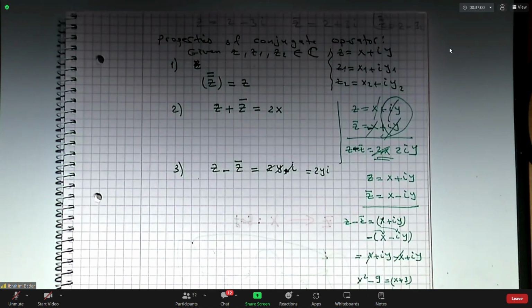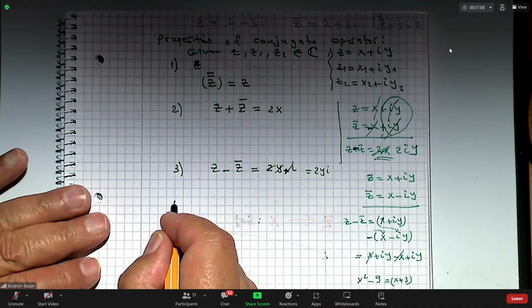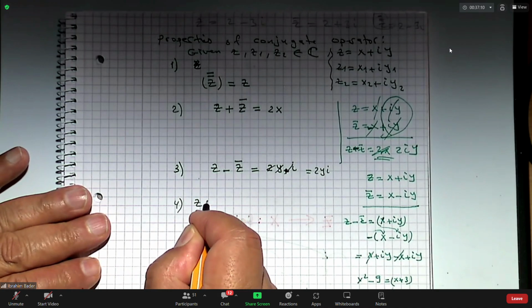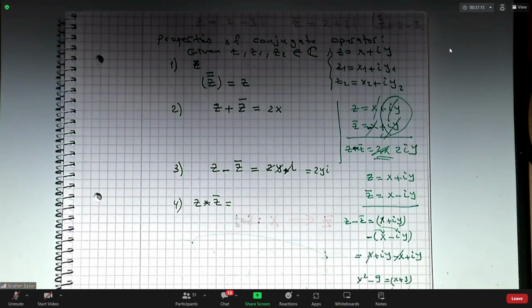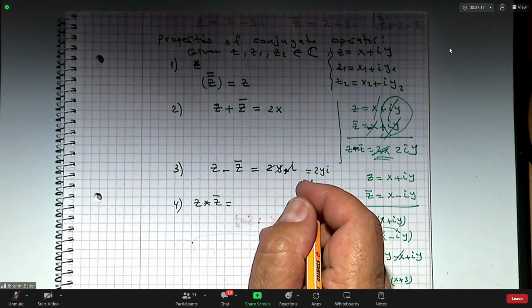Now here, if I'm multiplying, I will be getting similar behavior, right? What if I multiply a number with its conjugate? Think about it. Z multiplied with its conjugate. What would we get?